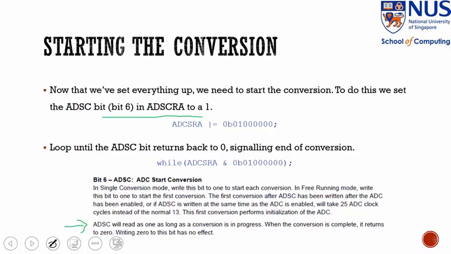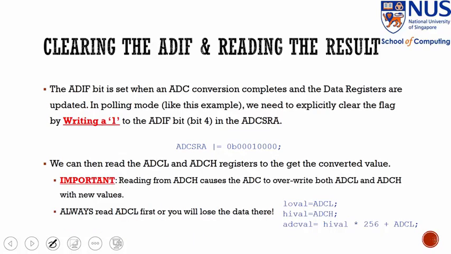So what this while loop does is your code will effectively be stuck in this while loop while your conversion is going on. And only when your conversion is complete, you will go on to the next statement. So this is effectively the polling approach. Once the conversion is complete, the ADIF bit will also be set, and the data registers are also updated.